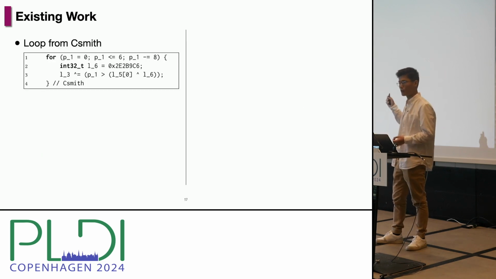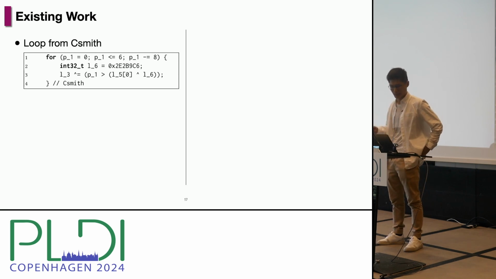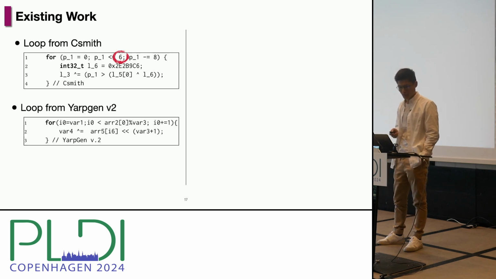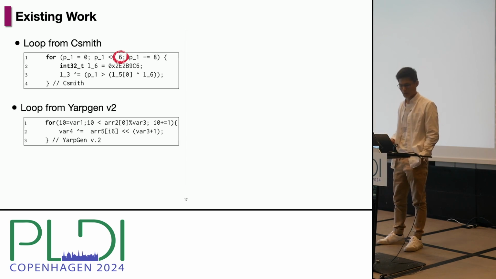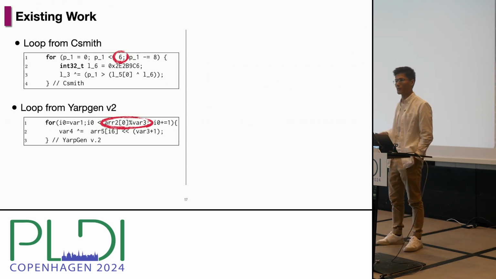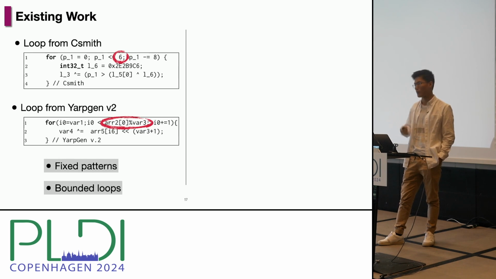For example, here's a loop from Csmith. Csmith is a pioneering random program generator for C compilers. It generates some for loop, but it is always constant bounded, meaning that, for example, this p1 is always less than 6. And here's another loop from YARPGen version 2, which is a more recent random program generator. And although this for loop seems more interesting, involving some variables, these variables are never changed inside the loop body, meaning that those loops have fixed patterns and are all bounded.